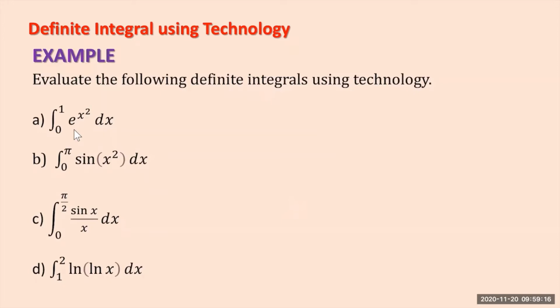In part A, we have to evaluate the definite integral from 0 through 1 of e raised to x squared dx. In part B, 0 through pi of sine x squared dx. In part C, 0 through pi over 2 of sine x over x dx. And in part D, 1 through 2 of natural log of natural log x dx. I'm going to demonstrate this using the TI-84 calculator.